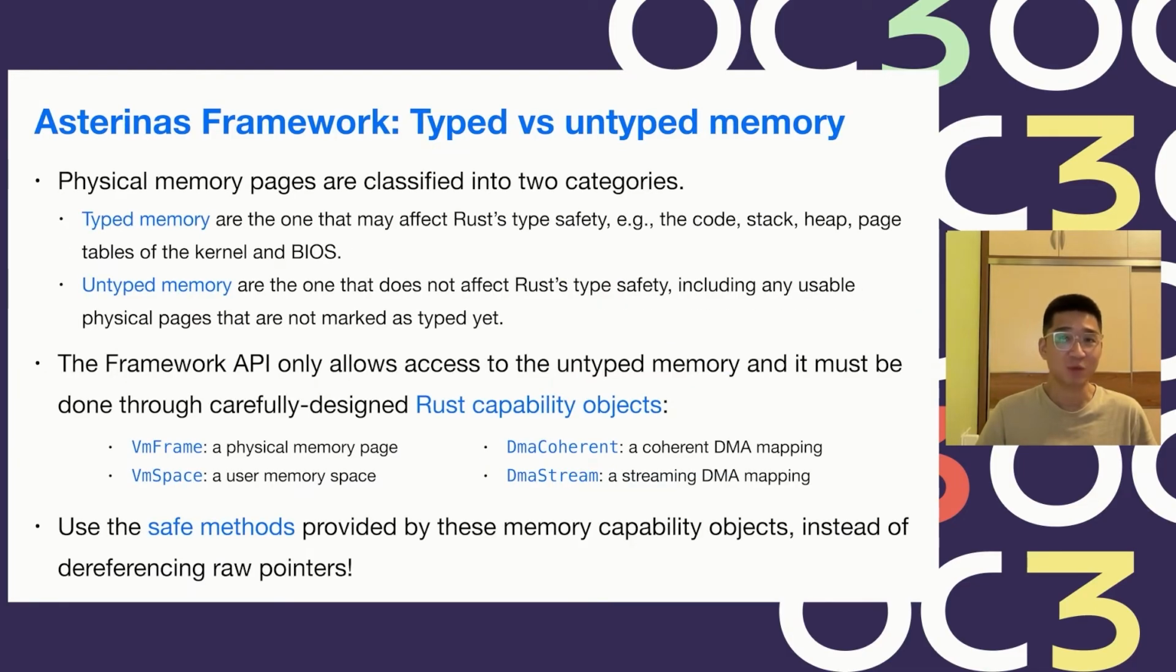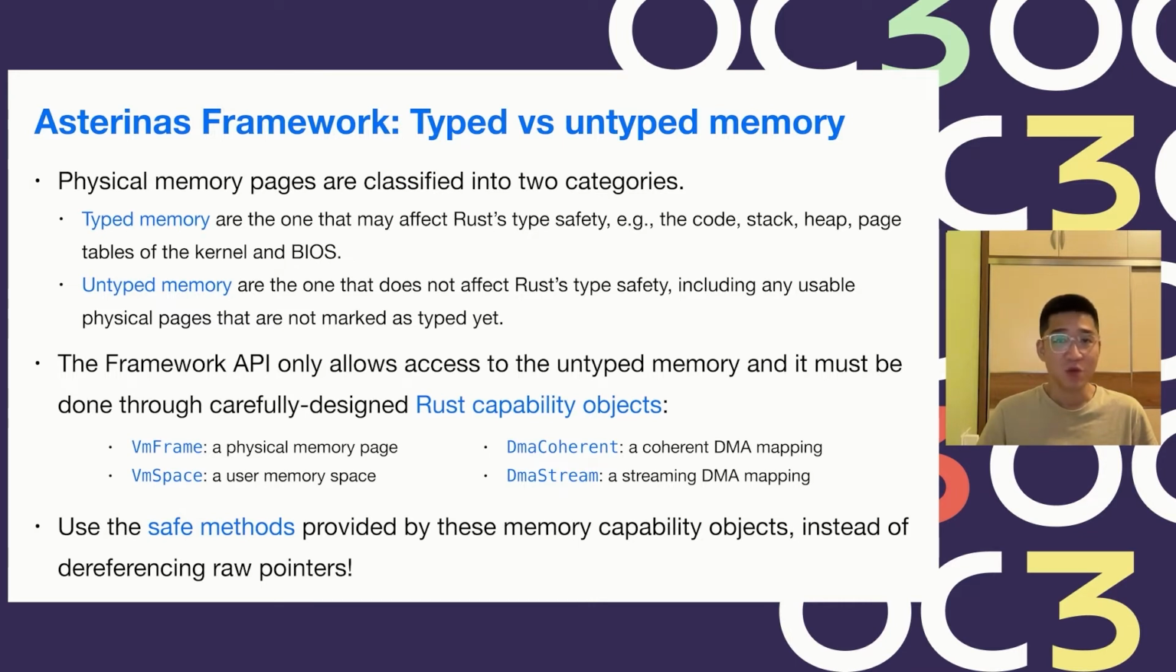We have designed and implemented Asterinas framework, and as an OS framework for building framekernels, it satisfies all the aforementioned requirements. To guarantee soundness, Asterinas framework is designed to follow one key principle, which is to distinguish between typed and untyped memory. Typed memory is the one that may affect Rust memory safety or type safety. In particular, the memory pages that contain Rust code or data are considered typed. Untyped memory, on the other hand, cannot affect Rust memory safety or type safety. It consists of all the memory pages that are valid to use by the kernel but are not marked as typed yet. The framework API only allows access to the untyped memory through some safe abstractions.